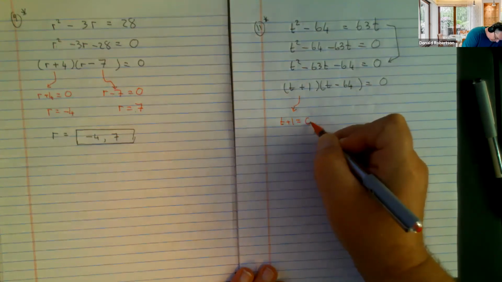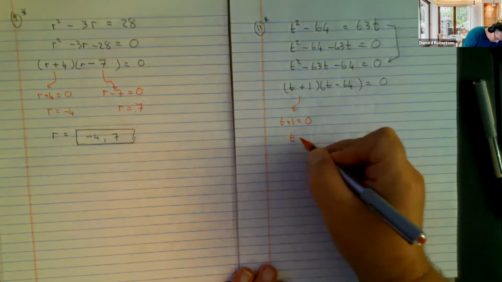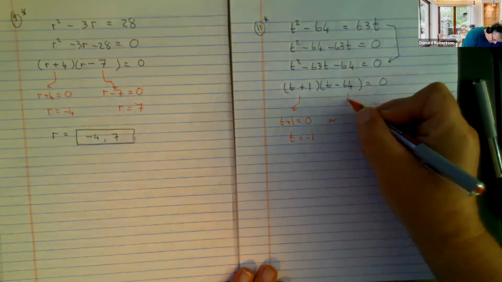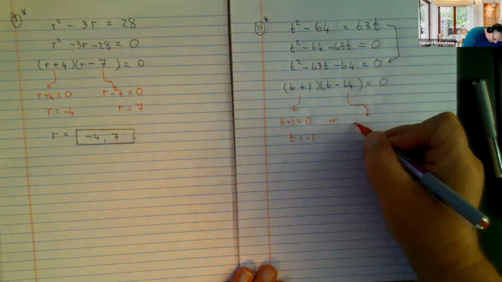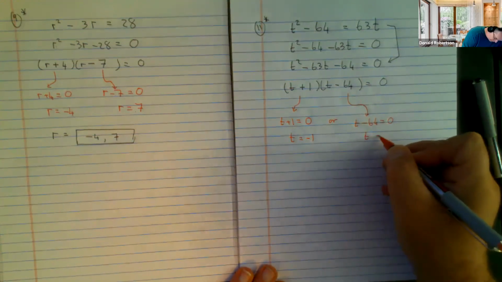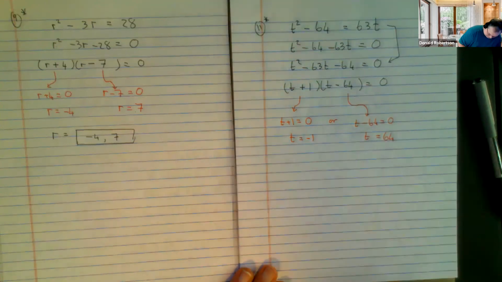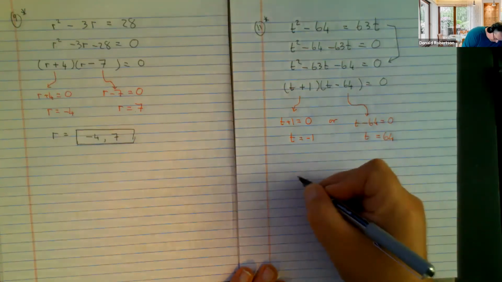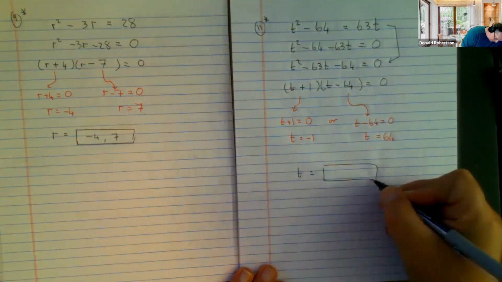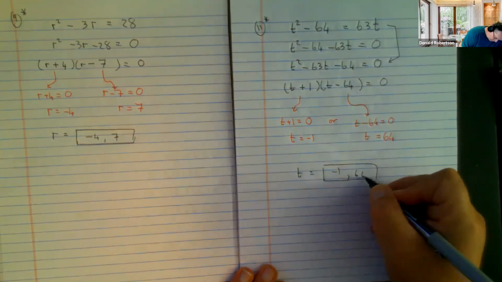Set the first factor to 0 and figure out what value of t would make that happen. Or take the second factor, set it equal to 0 and find out what value of t would need to make that happen. And that gives us a solution, or solutions, of negative 1 and 64.